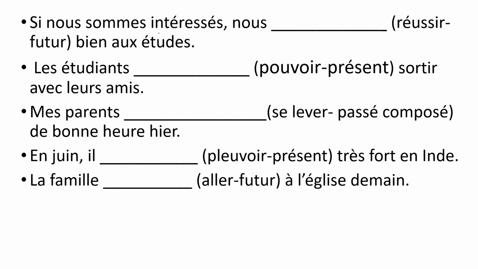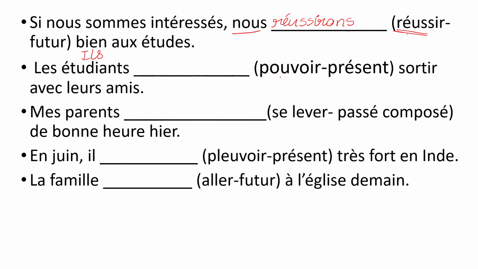Si nous sommes intéressés, nous dash. You have to put réussir into the future, simple future. Now réussir is a normal ir verb. In ir verbs, the future root is the verb itself, so you have to copy paste the verb, okay, réussir, and then you have to add on the ending for nous in the future, which is ons, so it becomes nous réussirons.